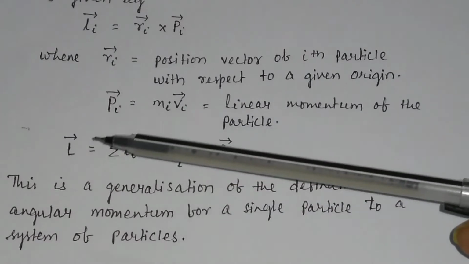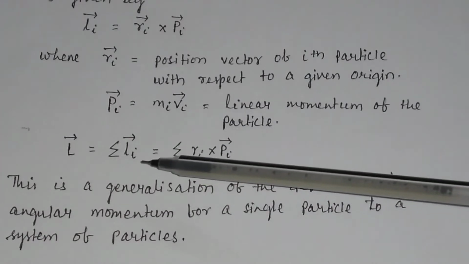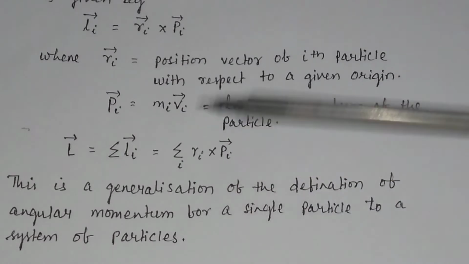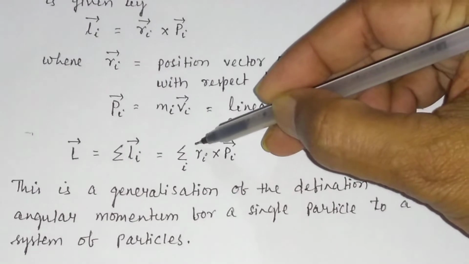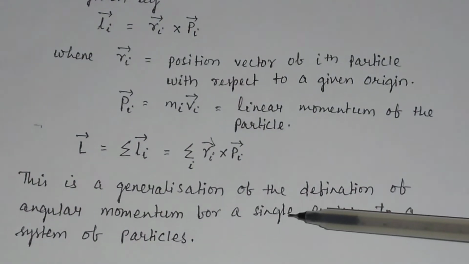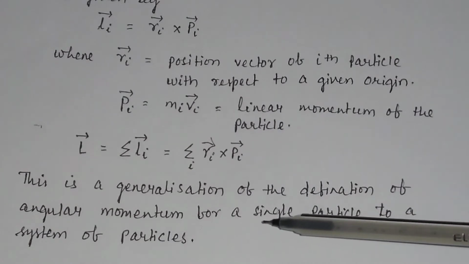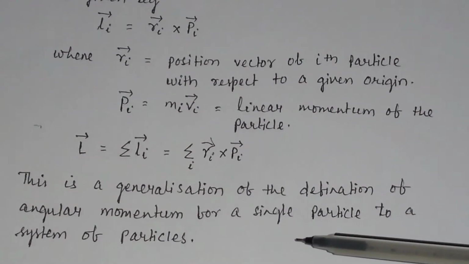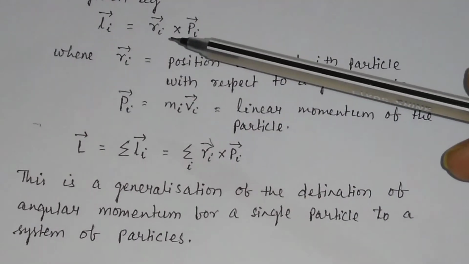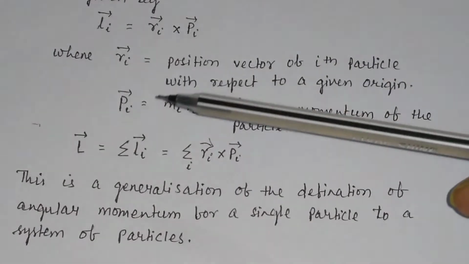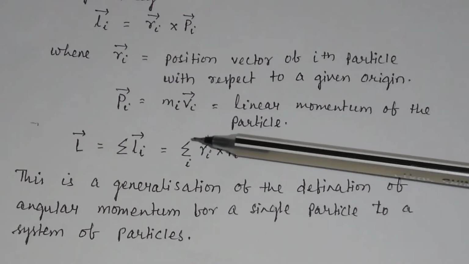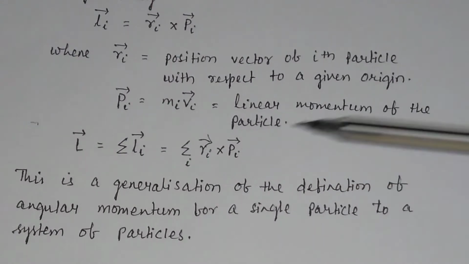So you can write the angular momentum L equals the sum over all Li, that is the sum over Ri cross Pi. Ri you can write here as a vector. So this is a generalization of the definition of angular momentum for a single particle to a system of particles. For a single particle you define Li equal to Ri cross Pi, but for a system of particles the angular momentum is equal to the sum over all Li, that is the sum over Ri cross Pi.